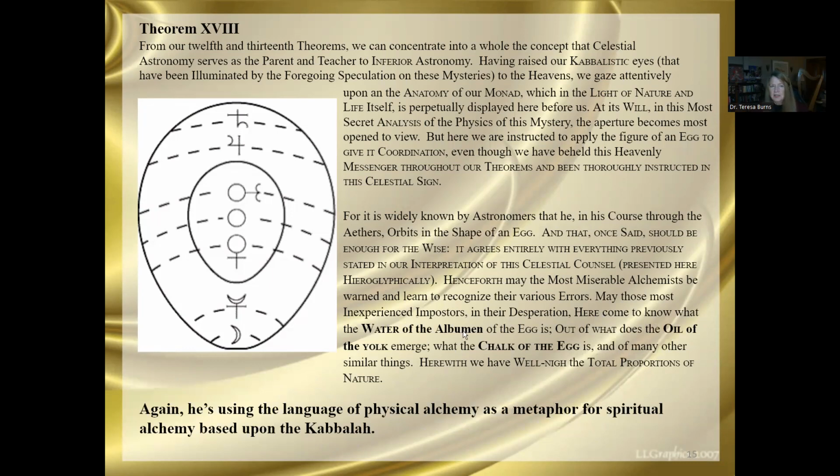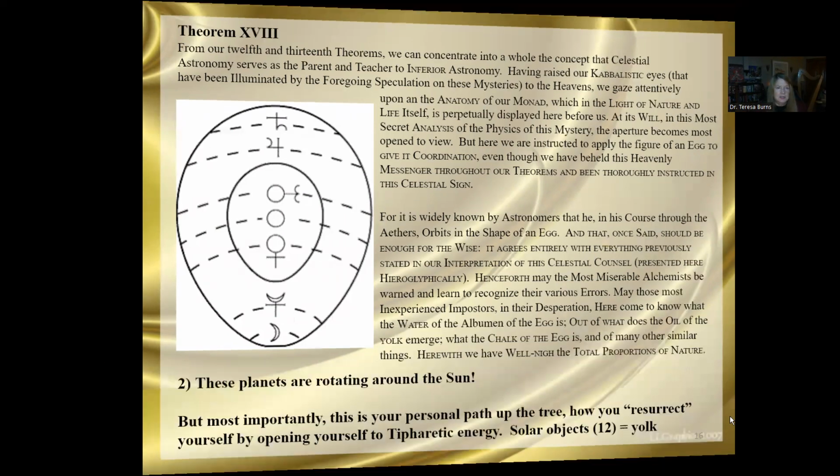Now, he will be using in the rest of this paragraph the language of physical alchemy as a metaphor for spiritual alchemy. So when he continues on, he says, may those most inexperienced impostors in their desperation here come to know what the water of the albumen of the egg is, out of what does the oil of the yolk emerge, what the chalk of the egg is, and of many other similar things. We'll define that in the beginning of our next video. But he says here we have well nigh the total proportions of nature. By the time you get to Theorem 23, he's going to have a whole graph where he tells you what he thinks those proportions are.